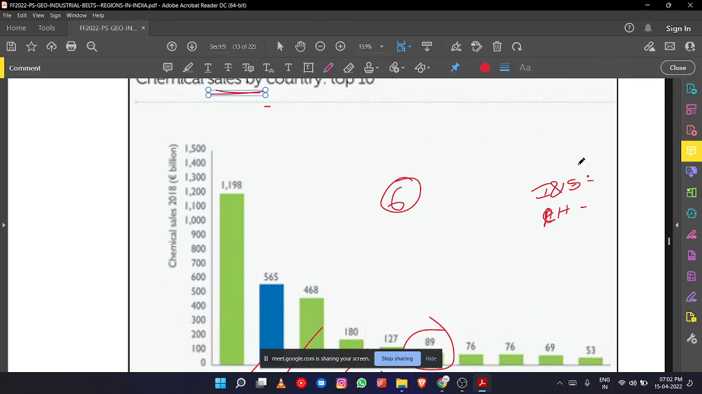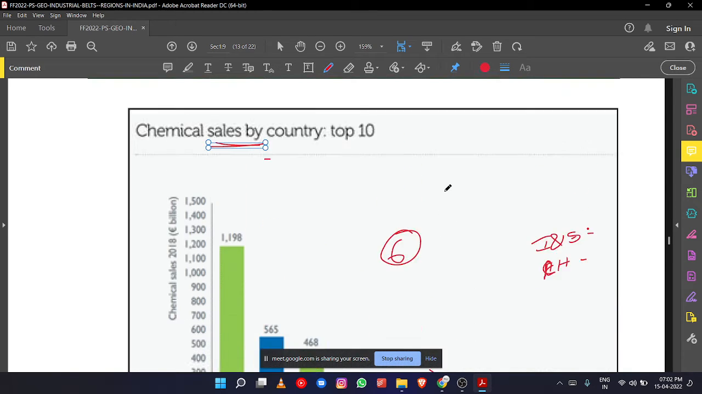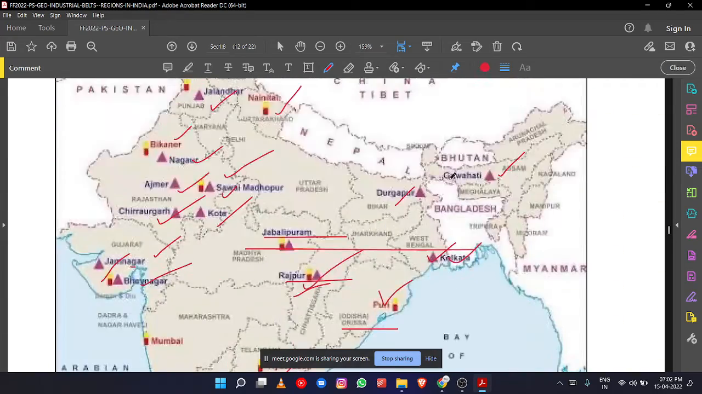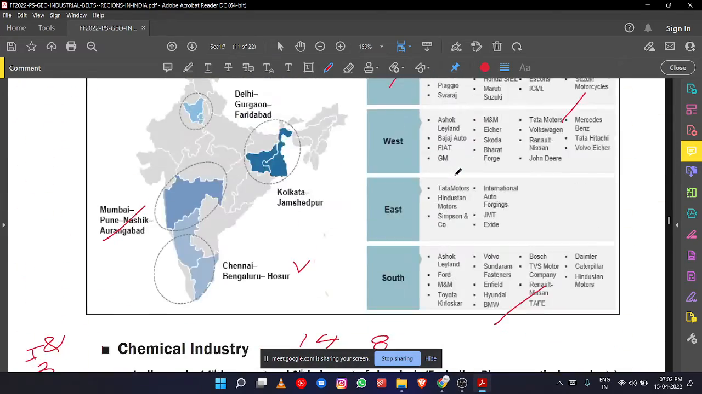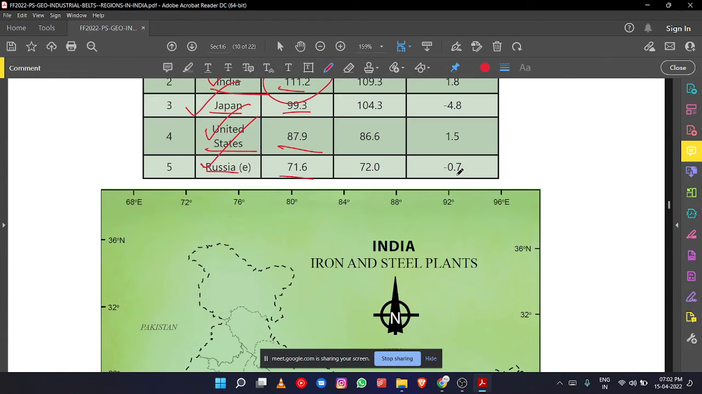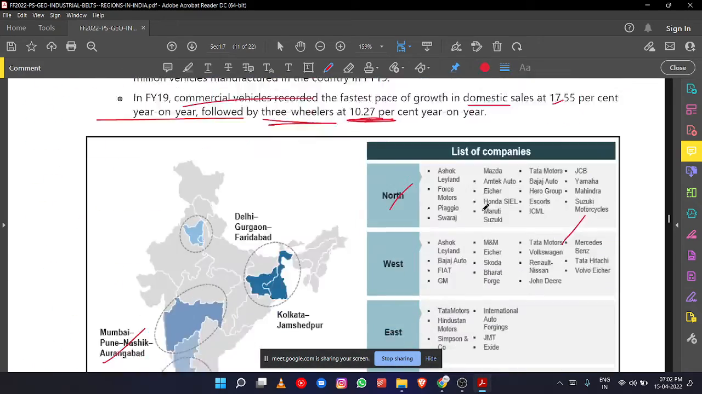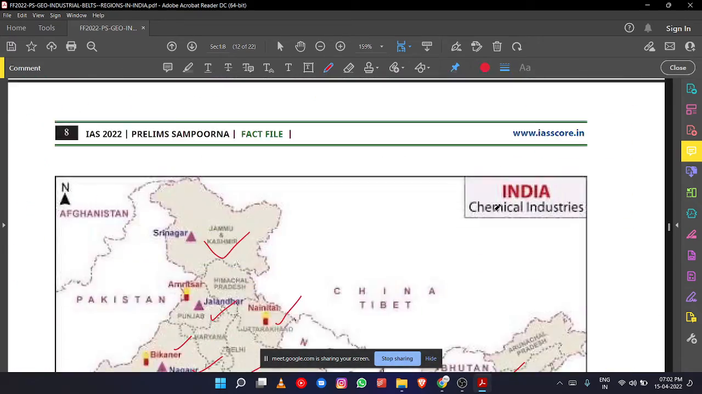What are the other things we have discussed? Iron and steel, petrochemical industries, and this drugs and pharmaceutical, cement industries. The figures are not clearly given. The chemical industries, automobile industries here. So I'll just go through the ranking once again at the end of the class. India's ranking, you have to have a clear idea.